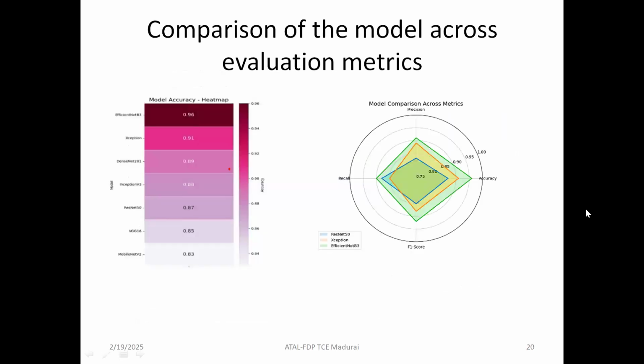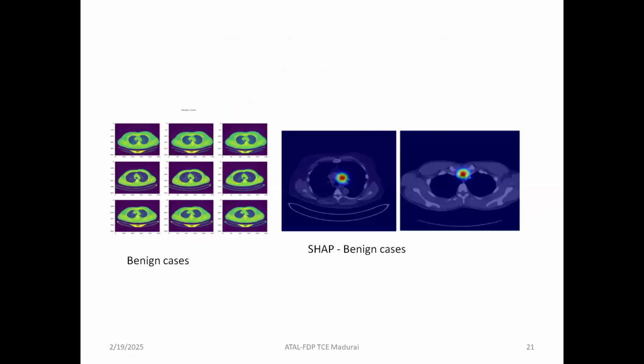You can see this model accuracy. This radar diagram clearly shows the F1 score of various models like ResNet, Xception, and EfficientNet B3. If you want to do any comparative analysis between the various models, this diagram would be helpful for analyzing them across accuracy, precision, and recall. And this is where the XAI plays a role.